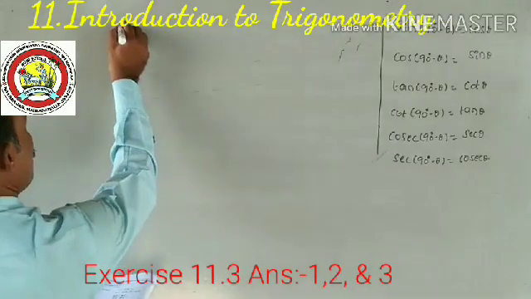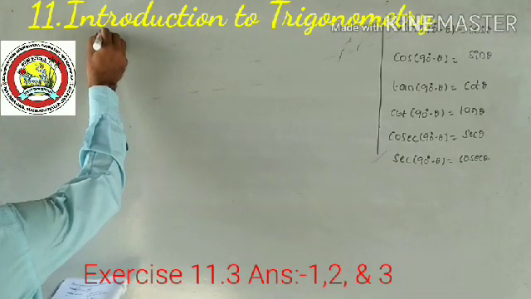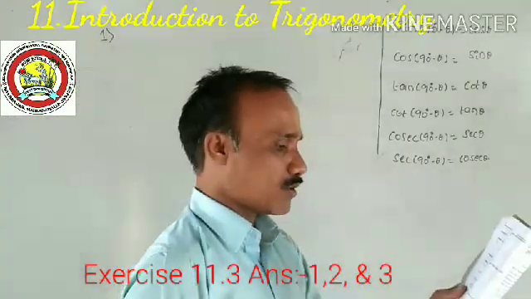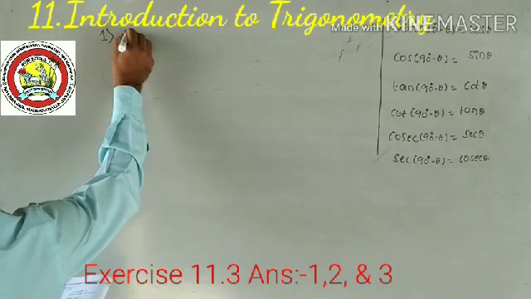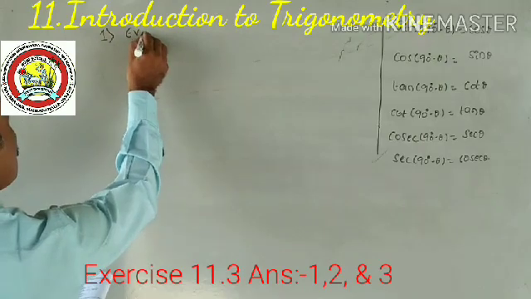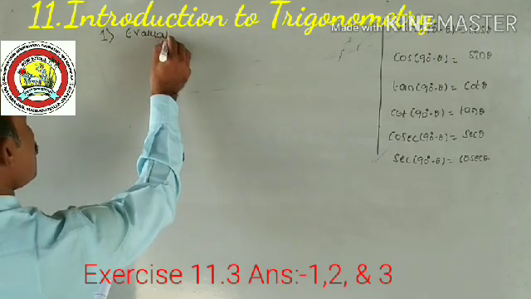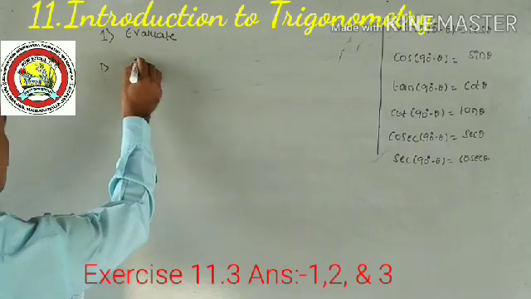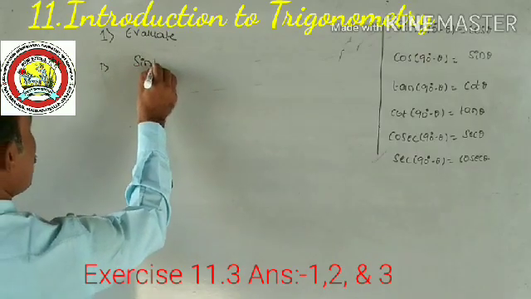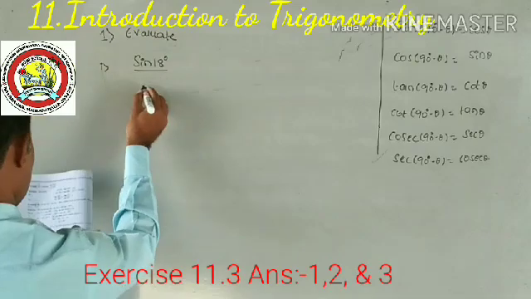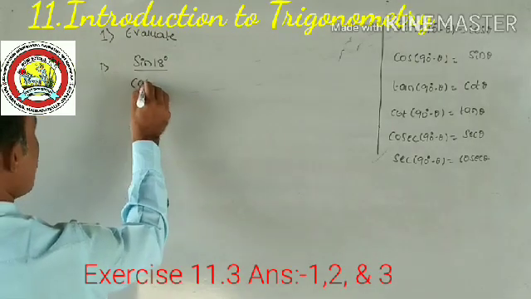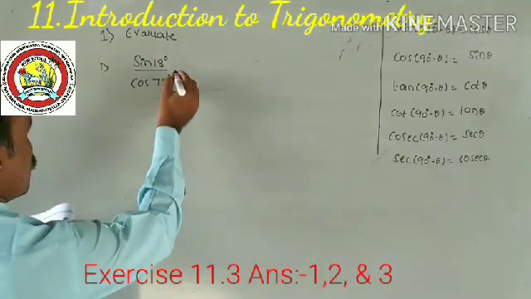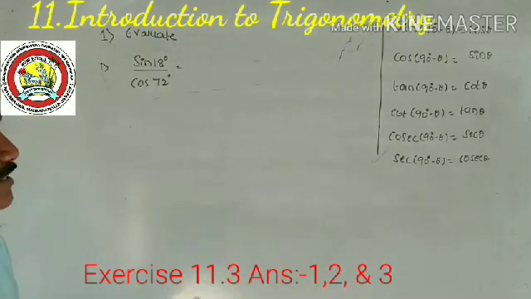Now I will start exercise number 11.3, question number 1. So evaluate, sub question first one: sine 18 degree divided by cos 72 degree. Yes, first I will complete this. Next I will consider one by one.